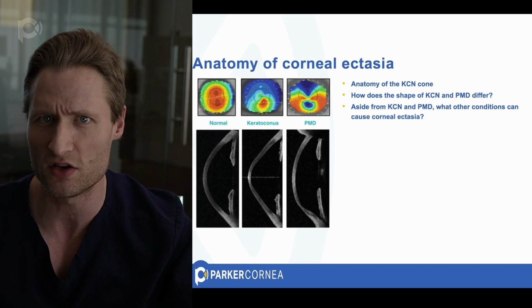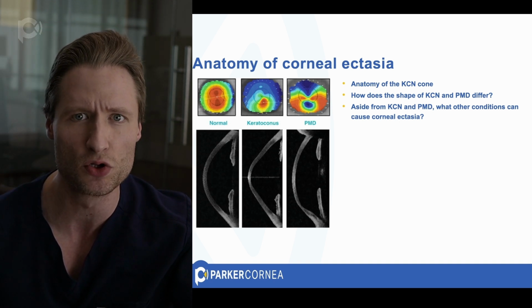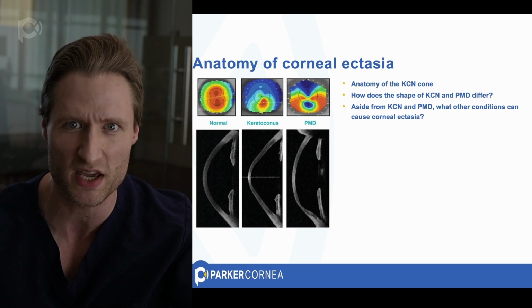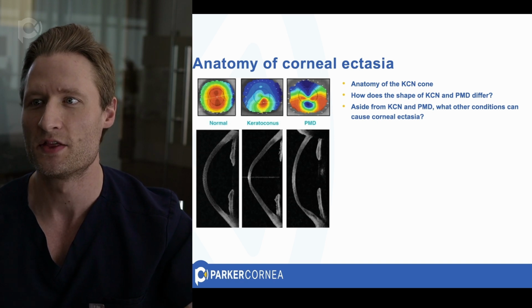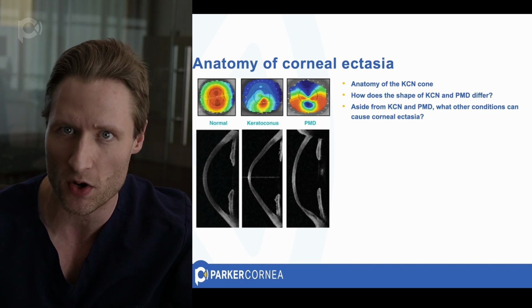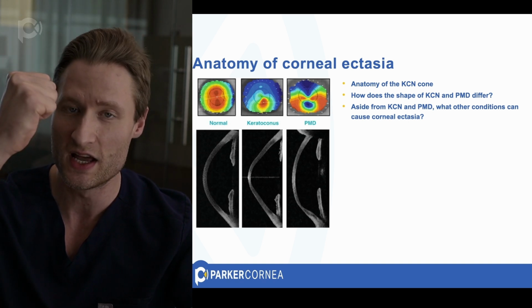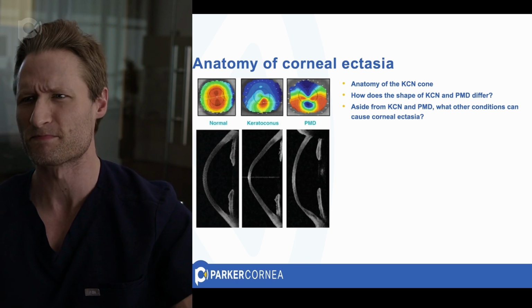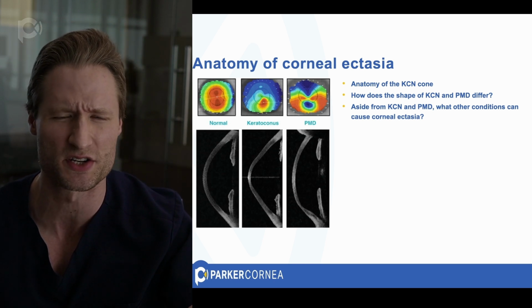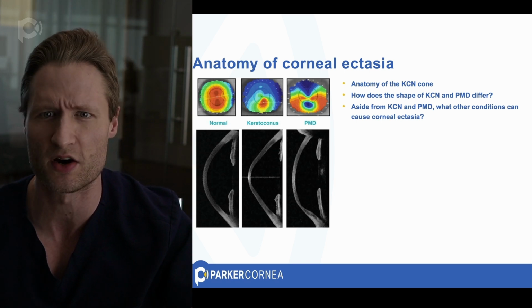Another condition that you may have heard of that involves corneal ectasia is pellucid marginal degeneration, PMD. And what's special about PMD patients is the thinnest point and the steepest part of the cornea are not coincident. The steepest part is central and the thinnest part is inferior. It's the bottom of the cornea. And you might say, well, who cares? It's an ectasia. Why does it matter? What's the difference between pellucid and keratoconus?